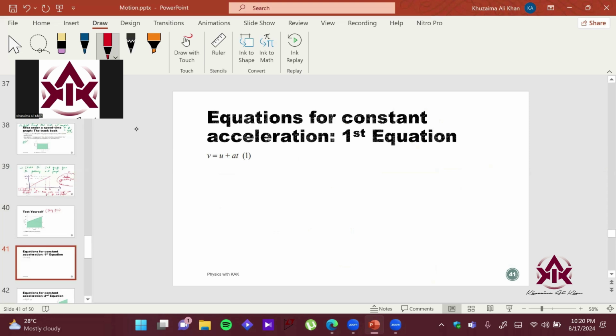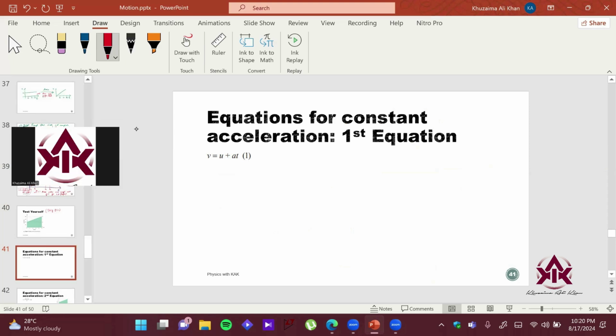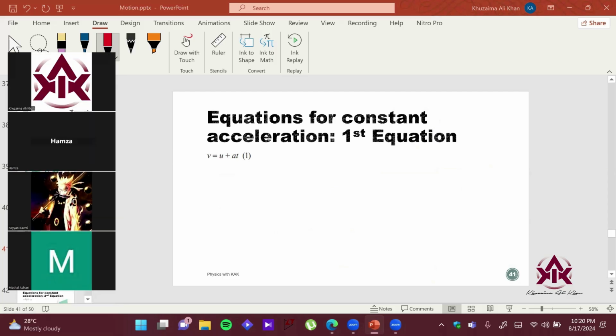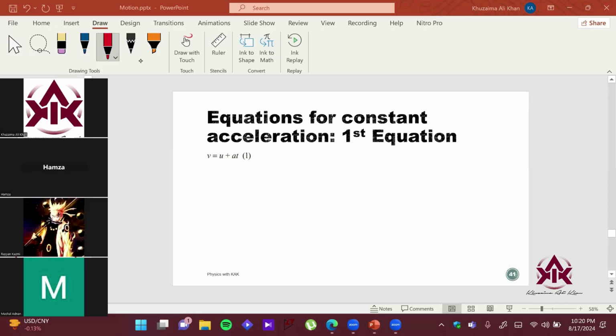So what is the equation of motion? Can anyone tell me what the equation of motion is? What do I mean by equations of motion? Anyone daring enough to participate and speak up in the class?